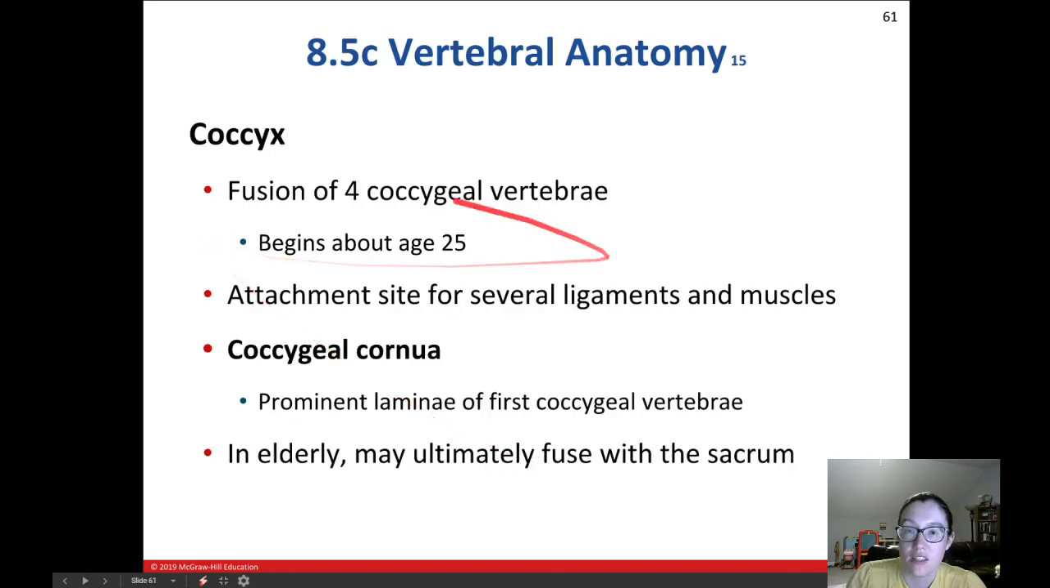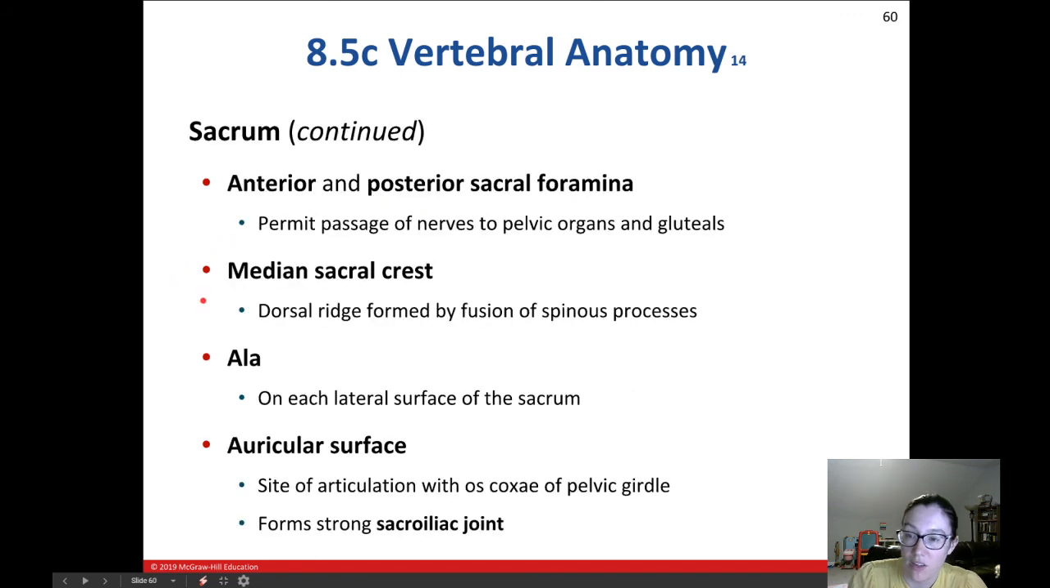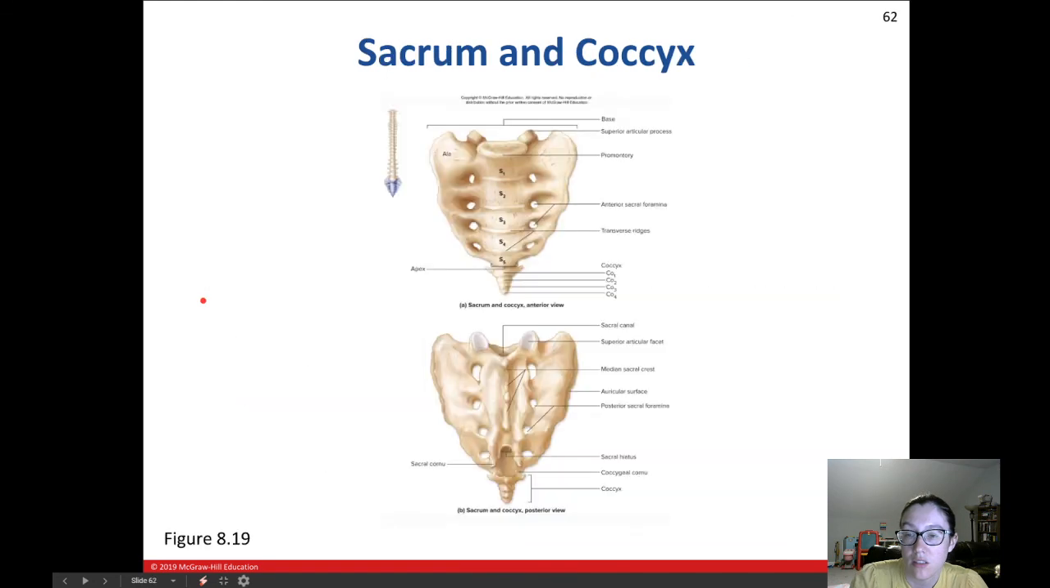Now the coccyx is the tailbone. It's the fusion of 4 coccygeal vertebrae, and we can see it right here, down here. This is the coccyx in the posterior view.